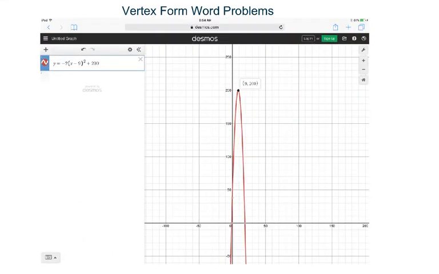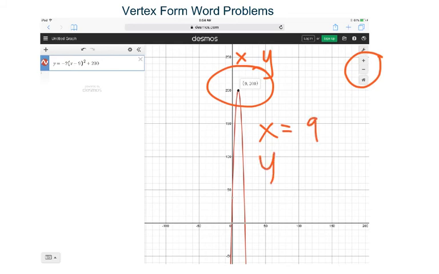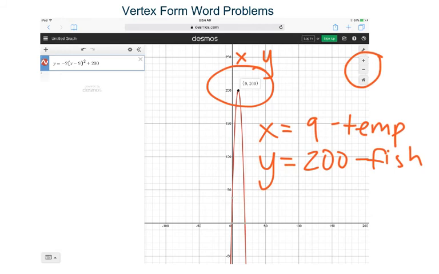Alright, so I just took a screenshot of my Desmos graph, and you can always zoom out and in using these little things. You can use the mouse cursor or whatever you need to do, but zoom until you can see the maximum, and then you can touch the maximum and it'll tell you. So remember, the first coordinate is always x, the second coordinate is always y, so x equals 9, y equals 200. And remember that x is representing temperature, so that means that the 200 is the fish population. And that's the highest the graph ever goes, so that's the maximum fish population.